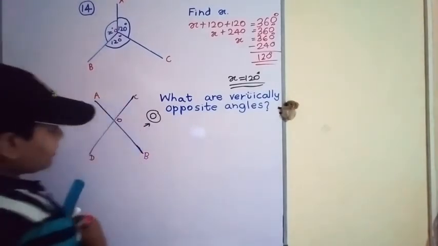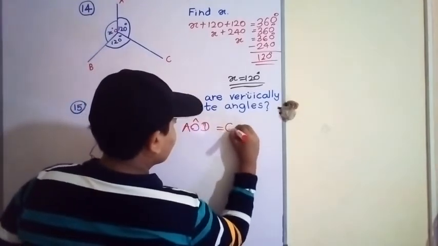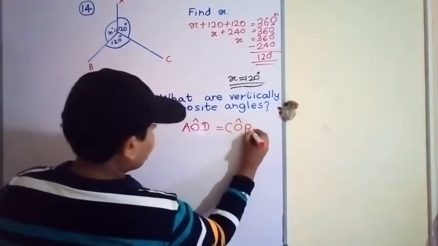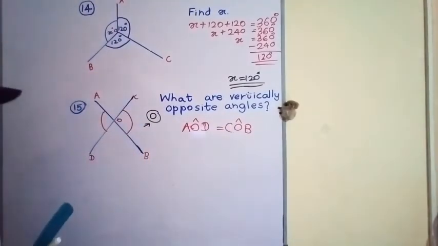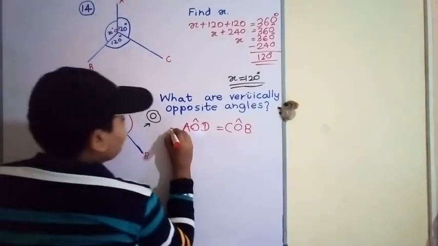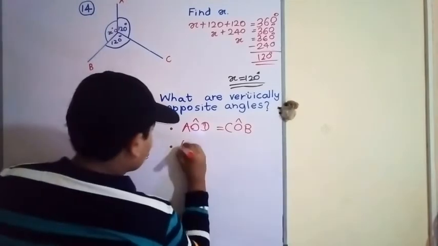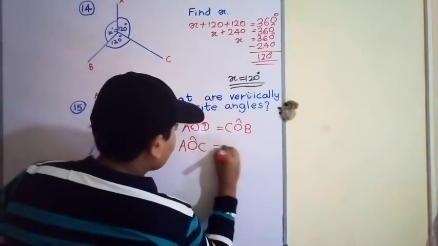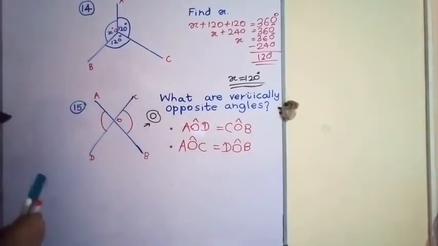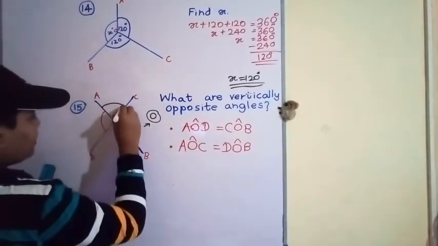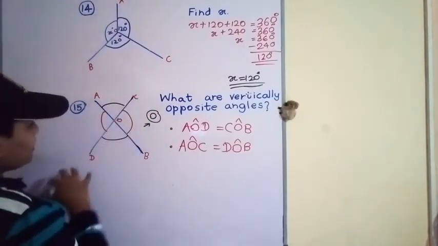AOD to COB. This one. AOD to COB. This is the one pair. Another pair you can also get: AOC to DOB. AOC to DOB. This one. These two. Right? DOB to AOC.